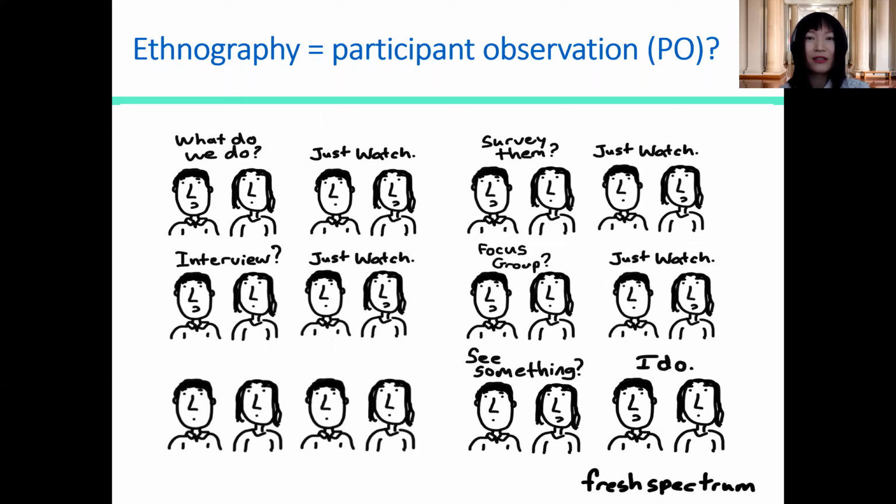Okay, now it's question time for you guys. Thinking about this question: does ethnography equal participant observation? Okay, participant observation basically means you observe your participants. You observe the people you want to study. So does ethnography equal participant observation? I'll give you 10 seconds to think about this question.